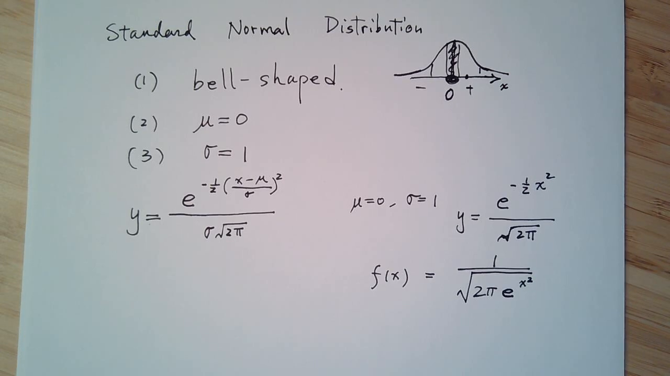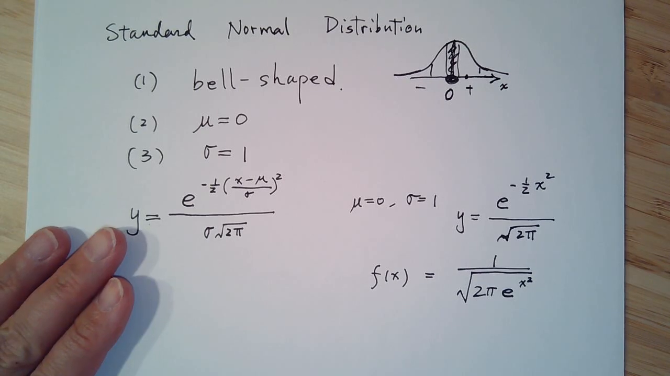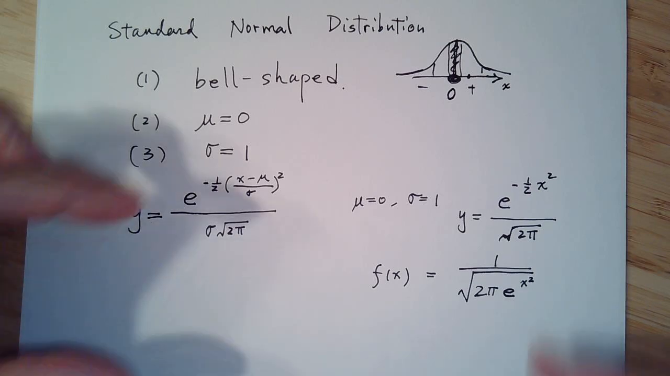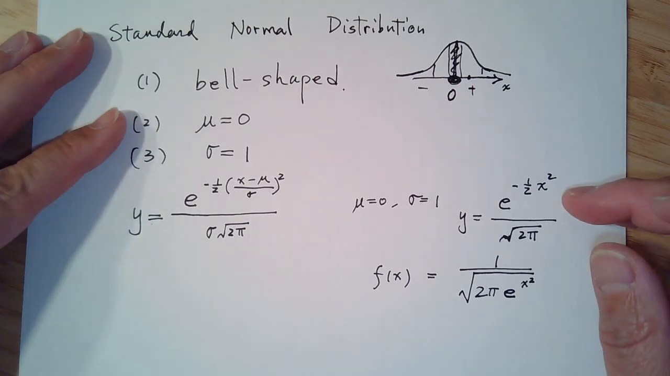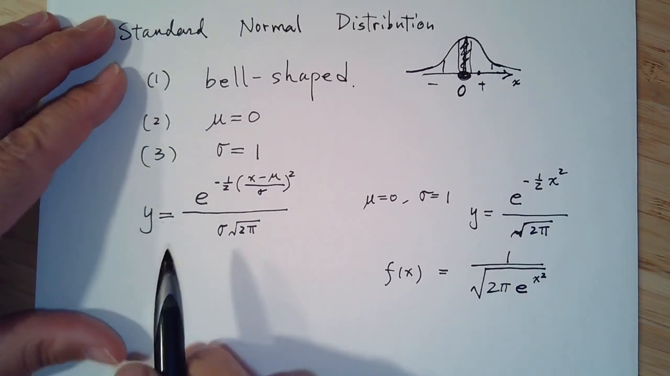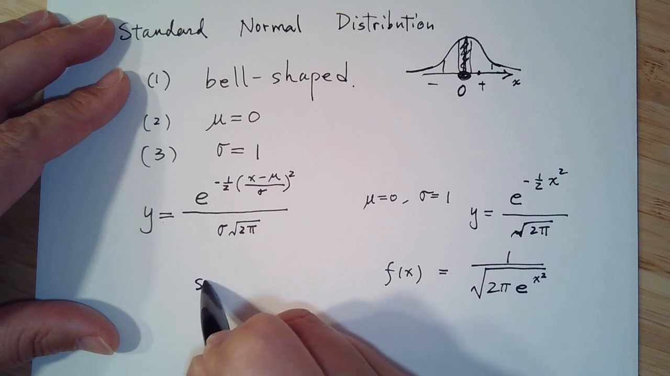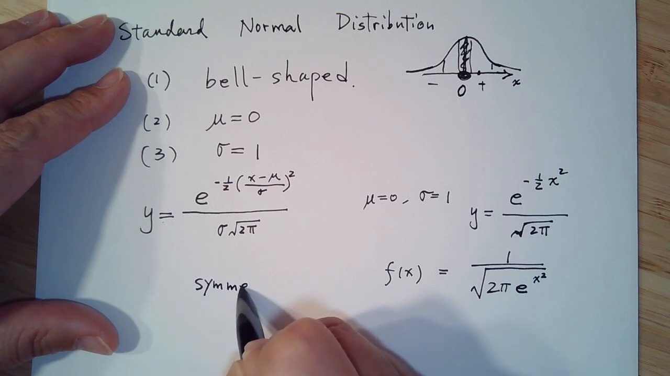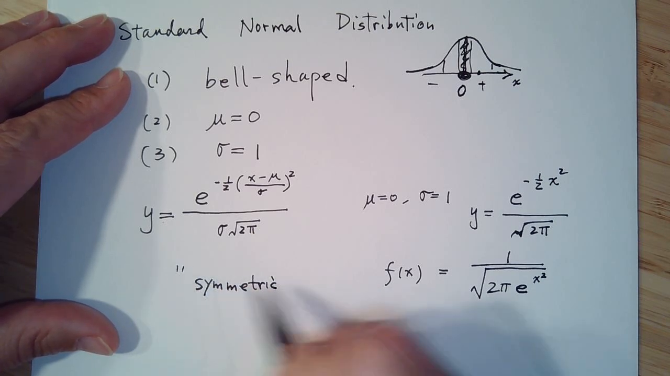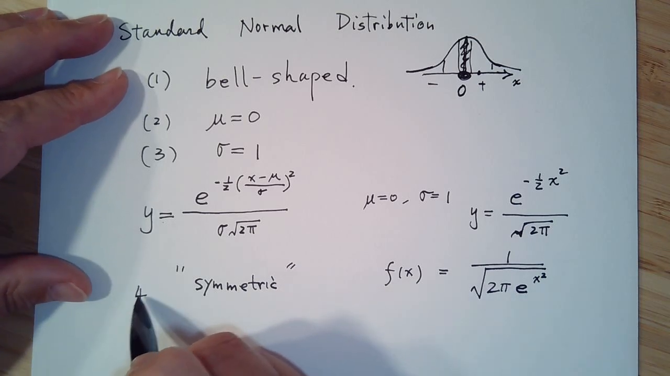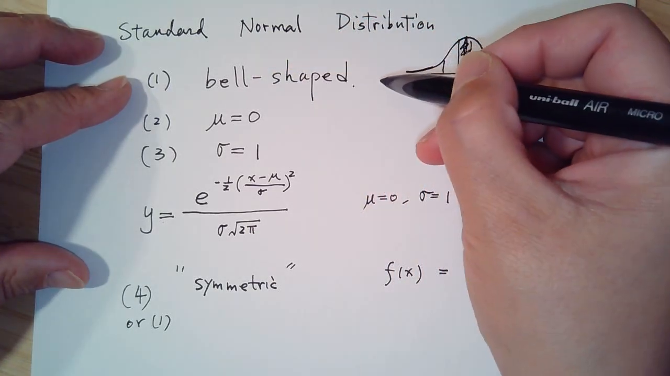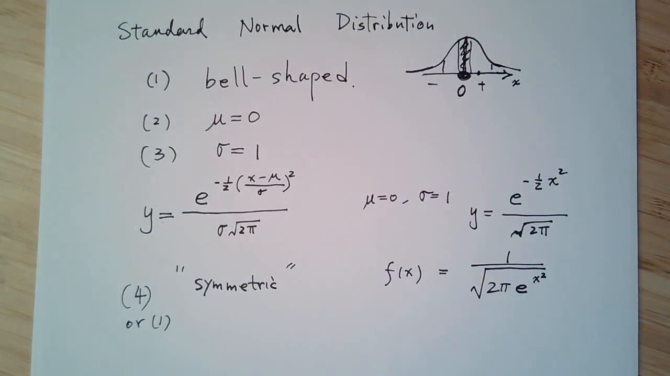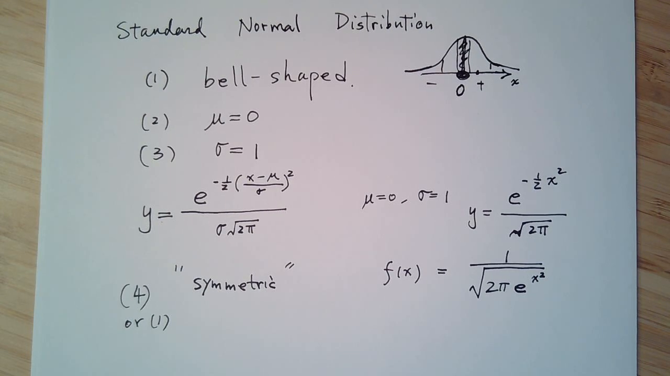However, we don't ask you to remember this, and I'm not asking you to know how to do it. It's just something a little extra. If you like, you can just go ahead and try to plug that in. And one more thing you might have noticed is that it's symmetric. You can put that as number 4, or you can add that into number one, saying bell-shaped and symmetric. It doesn't really matter. So those are the requirements, or the features, of a standard normal distribution.